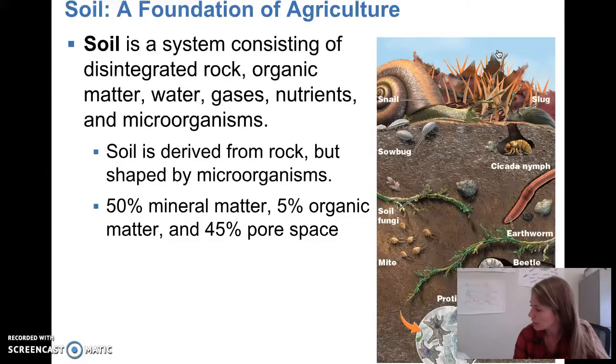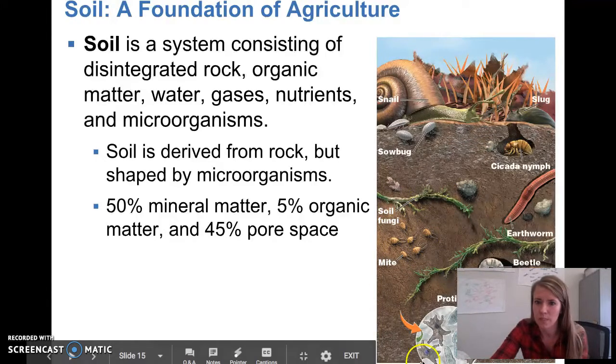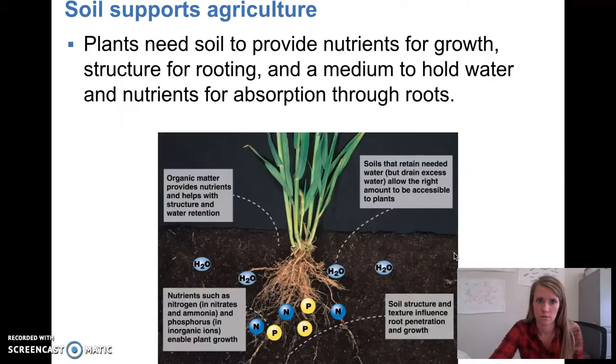And the organic matter can include living and dead microorganisms, decaying material from plants and animals. So if you see here, we see fungi in here, we see some mites, little tiny insects, we see single-celled things, protists, bacteria, a beetle grub, an earthworm. So these are the living organic matter that make up soil.